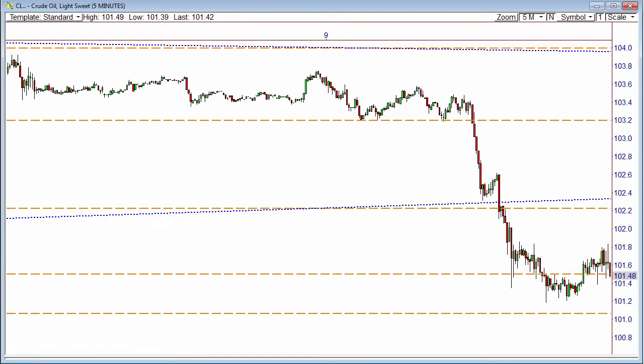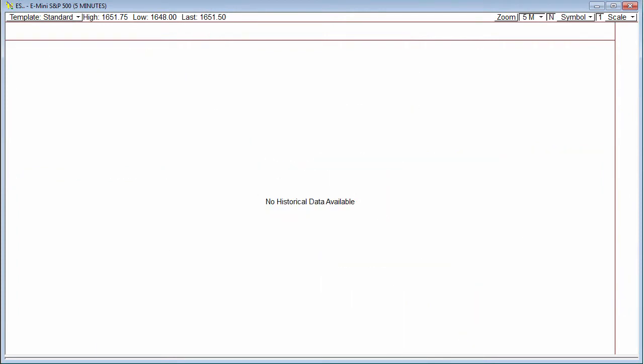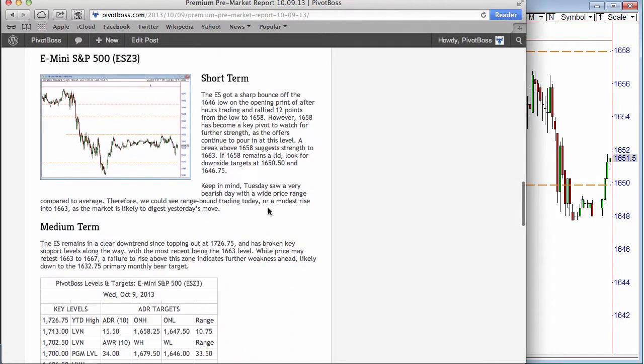Now if we take a look at the ES today, let's take a look at the ES right here. View all sessions so we can see what happened overnight. The ES got a sharp bounce off 46 low in the opening print after hours and rallied 12 points. 58, however, has become a key pivot to watch for further strength as offers continue to pour in at this level. A break above 58 suggests strength to 63. If 58 remains a lid, look for downside targets at 16.50 half and 46.75.